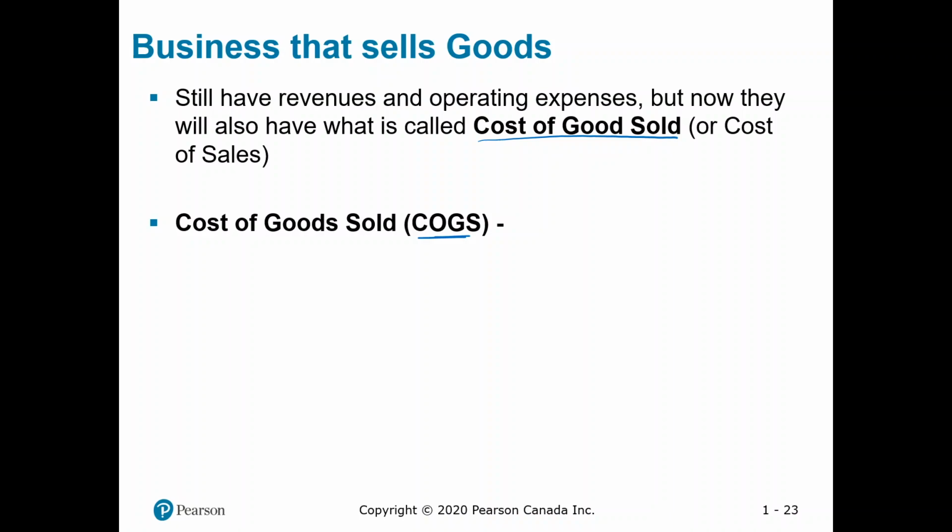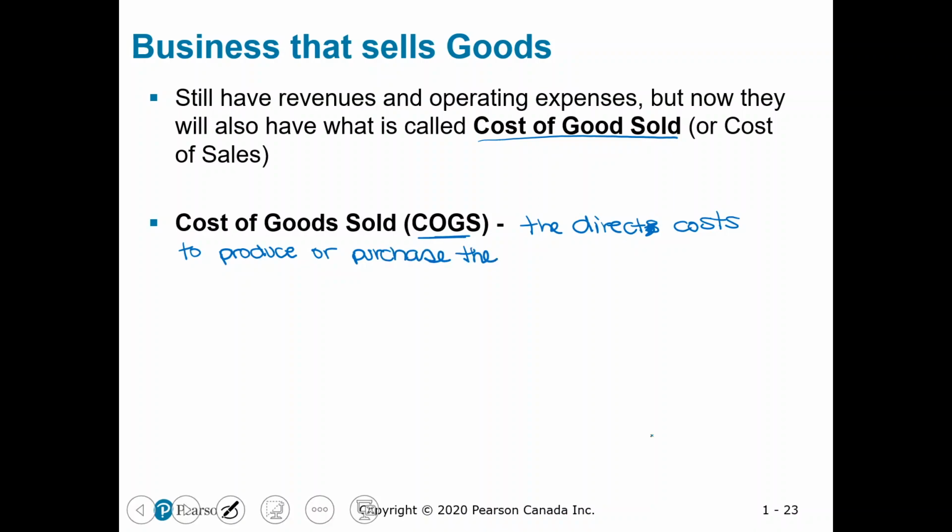So these items, the cost of goods sold, are the direct costs to produce or purchase the goods that are sold to customers.